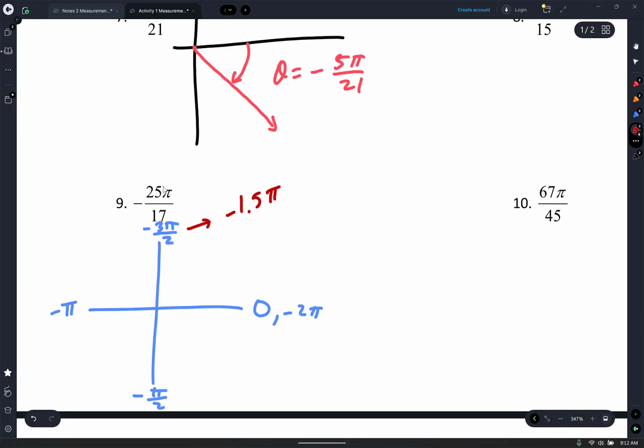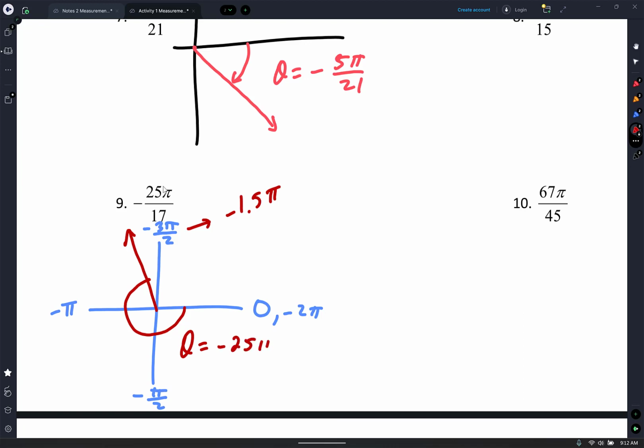So negative 1.47 pi, what quadrant are you going to be in? Remember, you go clockwise. You're going to be in quadrant 2 because you go clockwise. You don't pass negative 1.5 pi. Like that. Does that make sense, guys? So that is negative 25 pi over 17.